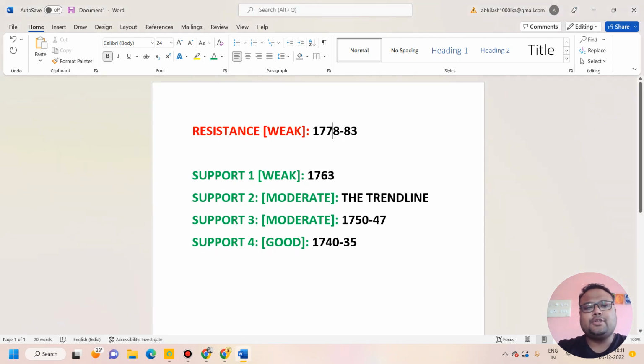You can pause the video and take a screenshot. And again, I'll say try to reduce the lot size, because right now we don't have any strong levels. So please be careful. Anyways, hopefully you got my point. This is my analysis. I can be wrong as well. So please follow proper risk management.